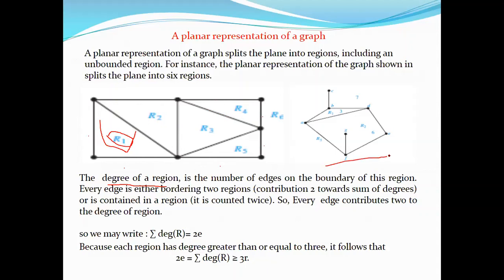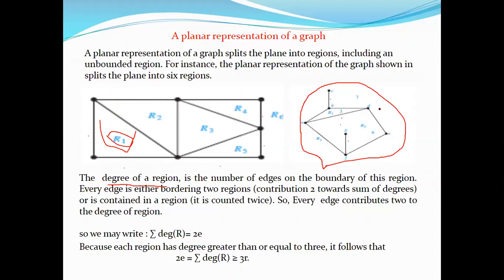Now if I take this other graph, the main difference is these two edges. These two edges are contained within a particular region. Like in this graph, this edge is contained in region R2. Now we apply the definition of degree of region. Its degree is 1, 2, 3, 4. But whenever an edge is contained within that region, it is counted twice. That means the degree of region R2 is not 1, 2, 3, 4; it is plus 5 and then 6. So the degree of this region R2 is 6.